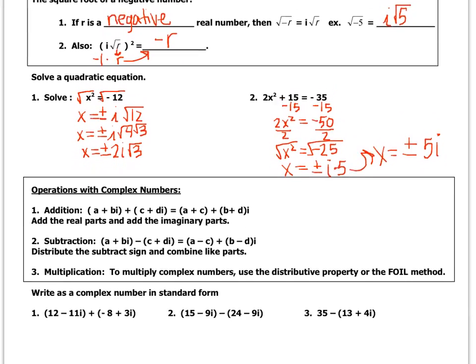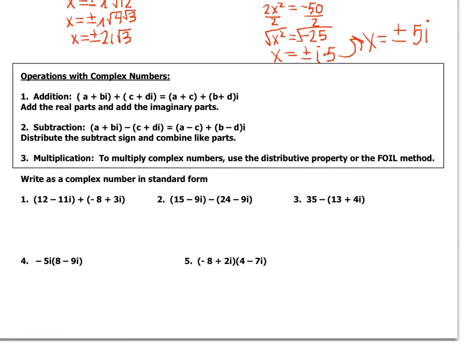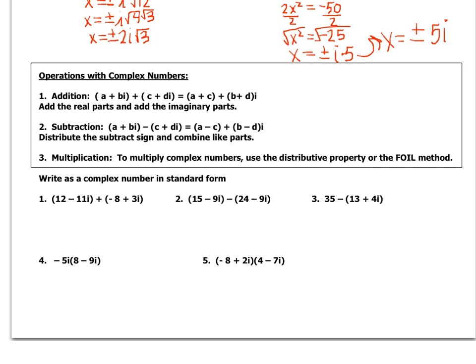Let me move my notes up here. So now we're going to do some operations with complex numbers. A couple of the operations are addition. So if we're adding a plus bi plus the quantity c plus di, we add our real parts, then we add our imaginary parts, and then put the i like that. If we're subtracting, we're going to subtract our real parts, and then subtract our imaginary parts, and then put the i on the end.